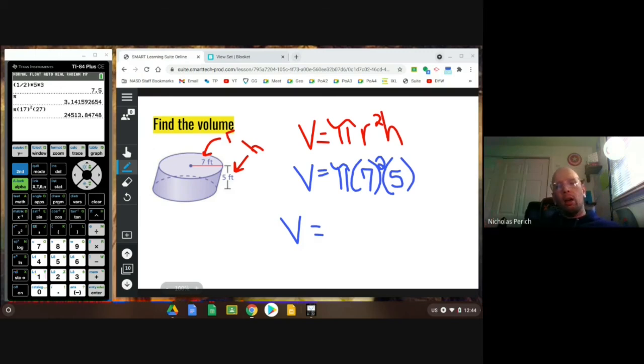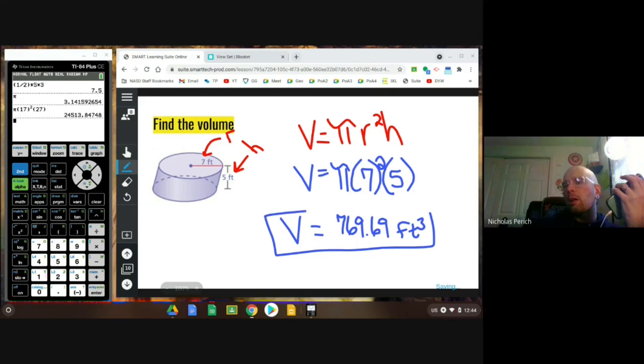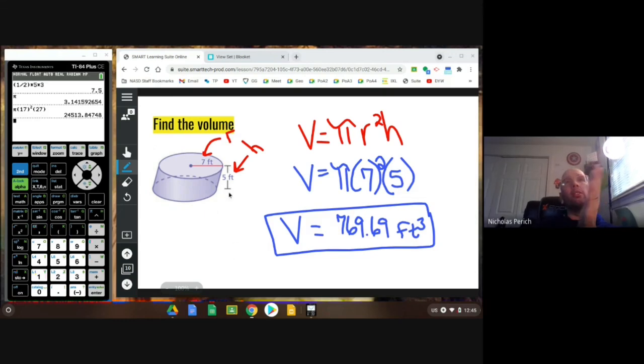We have pi times 7 squared times 5. The answer is approximately 769.69. And that would be feet cubed. Okay. Again, when it's crooked like this, it doesn't matter. You just say it's still 5 feet tall. I don't care if it's sideways, it's still 5 feet tall. And the radius is still 7. It doesn't make a difference.